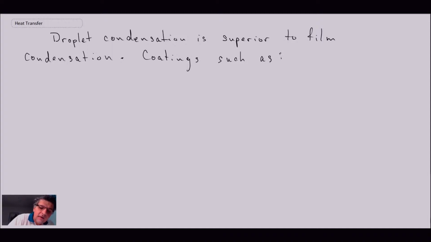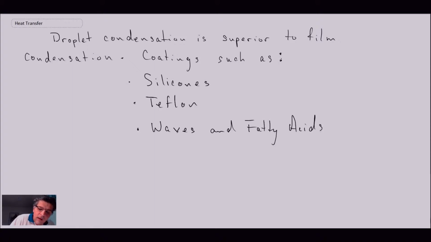And what these coatings do is they have an impact upon the surface tension characteristics between the solid and the liquid that is being condensed. And so coatings such as silicones, Teflon, waxes, and fatty acids, those are examples of coatings that will change the surface tension characteristics between the solid and the liquid, and that helps prevent film condensation, and then it enables droplet condensation to occur.